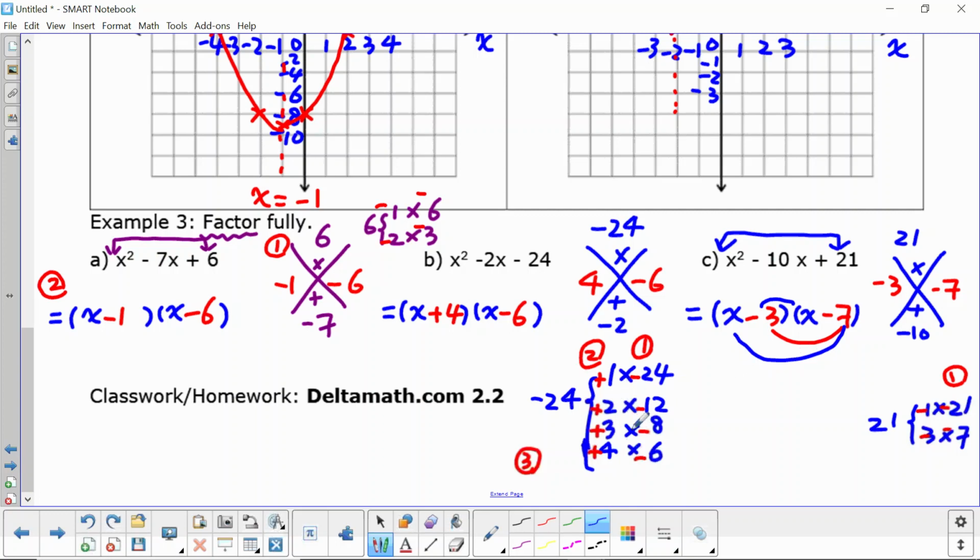So this is all the lesson for today. Now it's time for you to work on the Delta Math 2.2 homework. And today you have an essay dictate, and tomorrow morning you have a 2.2 quiz.